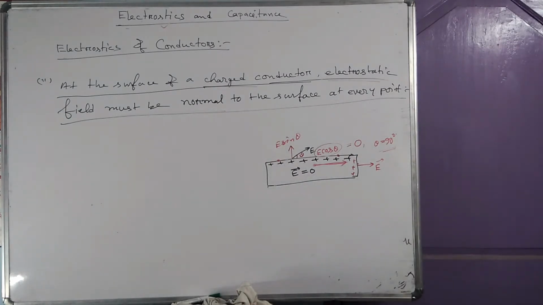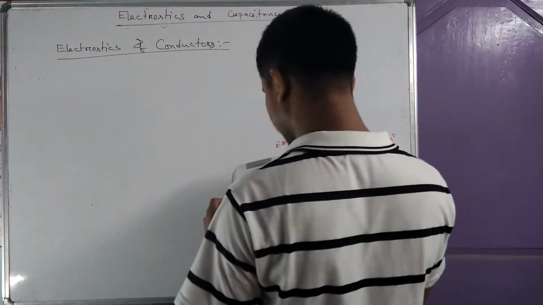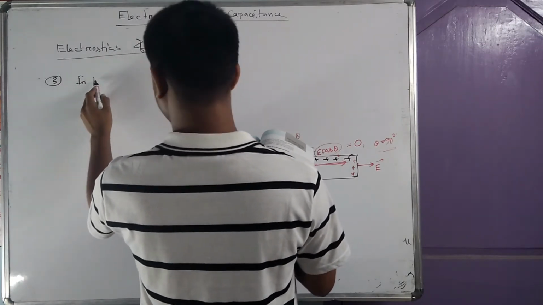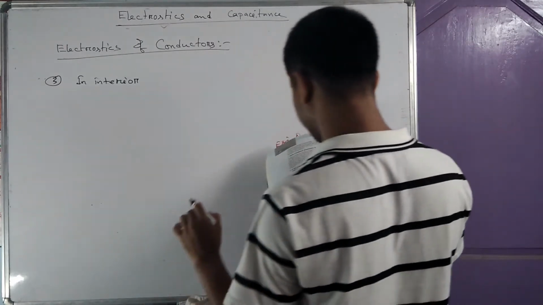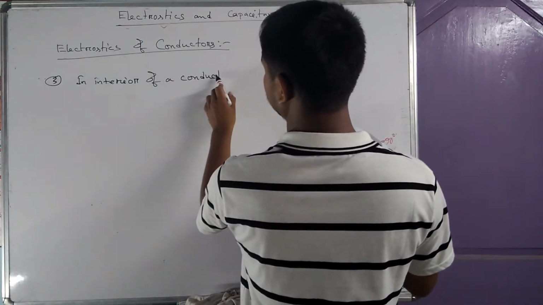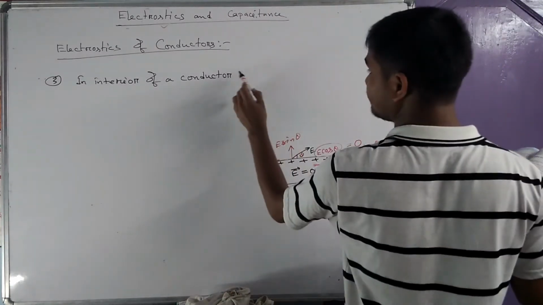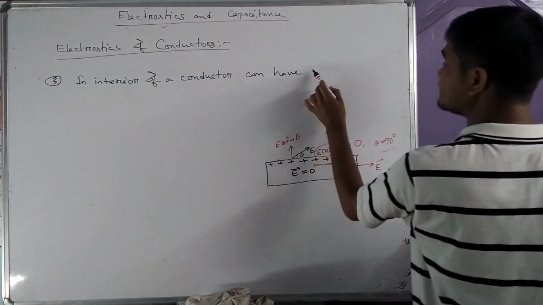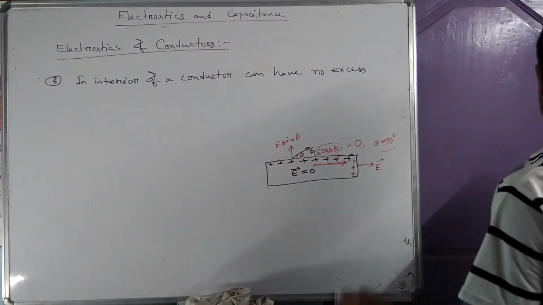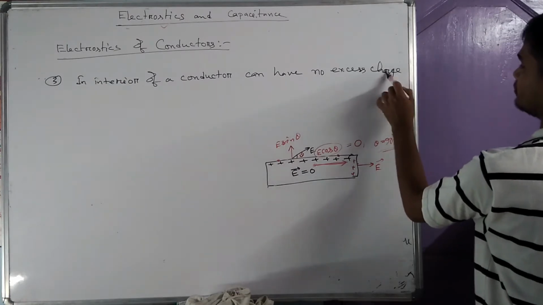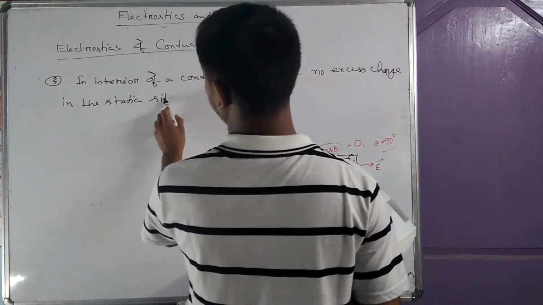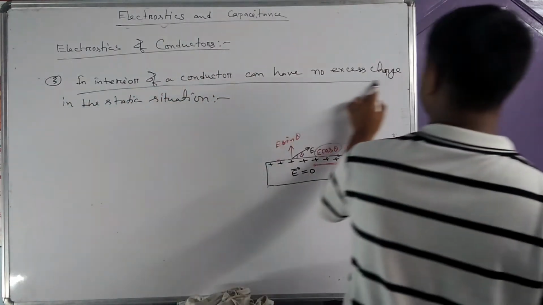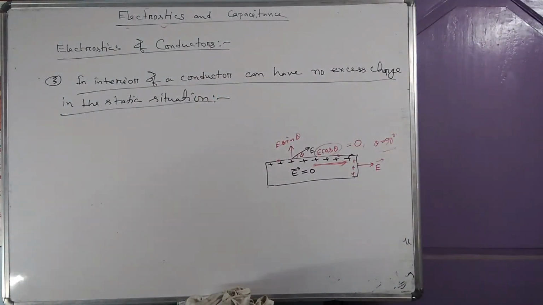The third one is: the interior of a conductor can have no excess charge in the static situation.